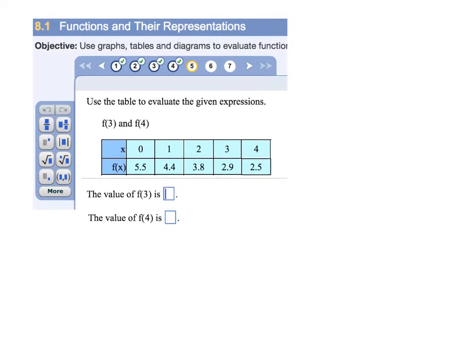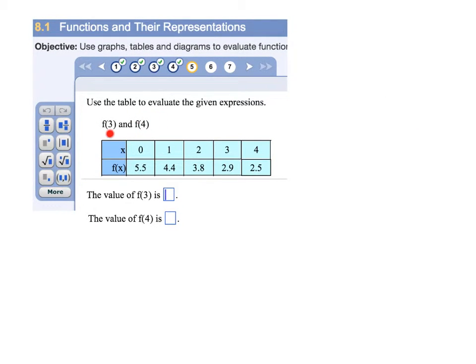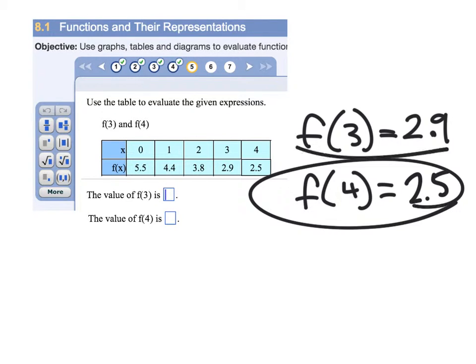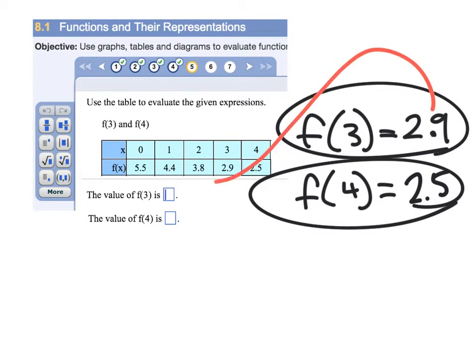Same idea, we're still trying to evaluate these two functions, f of 3 and f of 4. And so f of 3 says when x is 3, what is the value? And the value is 2.9. So that's equal to 2.9. And then when x is 4, here's x is 4, the value is 2.5. So there are your two answers. This guy goes right here, and this guy goes right there.